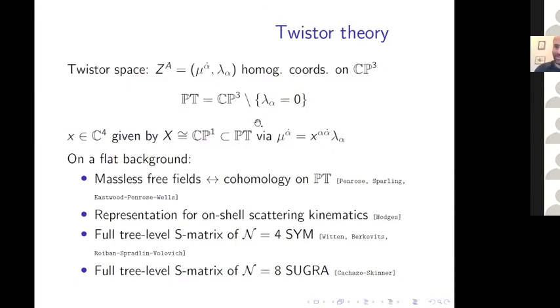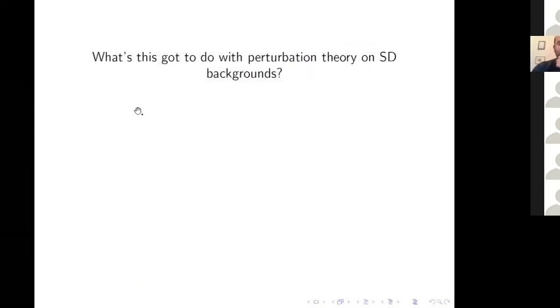So we already know that this is a useful tool in the study of the scattering amplitudes of Yang-Mills theory, at least tree-level scattering amplitudes of Yang-Mills theory in a flat background. Now we can ask what this has to do with perturbation theory on a self-dual background.